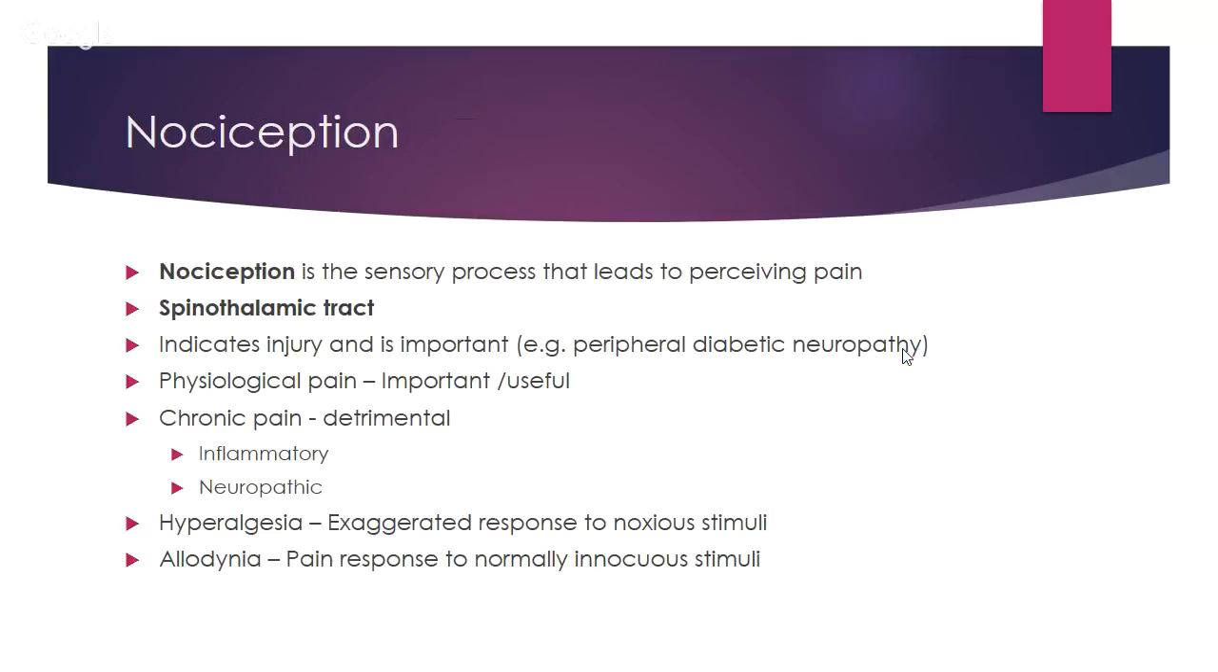So nociception is the sensory process that leads to perceiving pain. We use the spinothalamic tract, as I just mentioned before. And it can be either useful or not useful. So you have physiological pain, which is important. It alerts us when we need to attend to something, and you have chronic pain, which can be detrimental. And that can be either inflammatory or neuropathic. So inflammatory can be something like arthritis, and neuropathic can be something like shingles. A couple of terms are hyperalgesia, which is an exaggerated response to noxious stimuli. And you've also got allodynia, which is a pain response to normally innocuous stimuli.